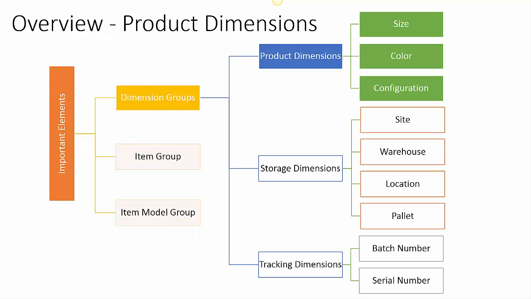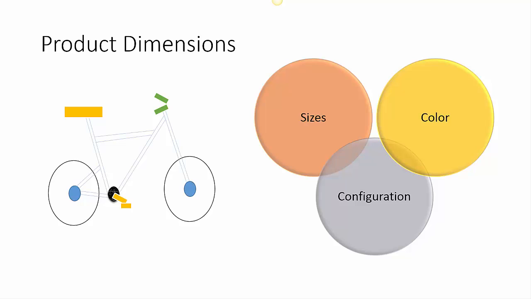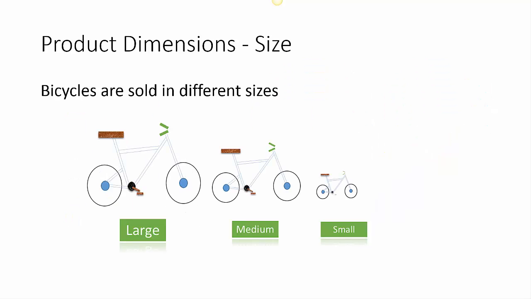There are mainly three product dimensions: size, color, and configuration. Let us review them in detail one by one. We will take an example of a bicycle to understand the concept of product dimensions. Notice that the product dimensions can only be defined for a product of product master subtype. Product dimension size can be used if the product is sold in various different sizes. For example, bicycles are sold in three different sizes: large, medium, and small.